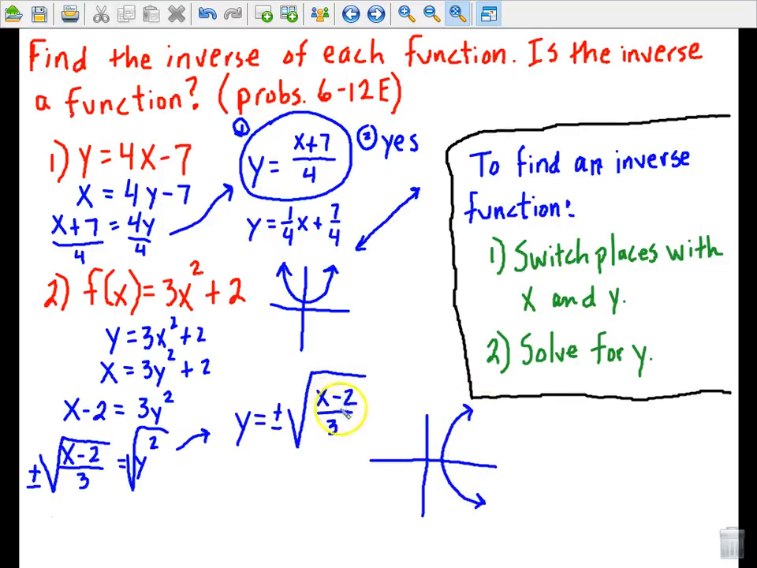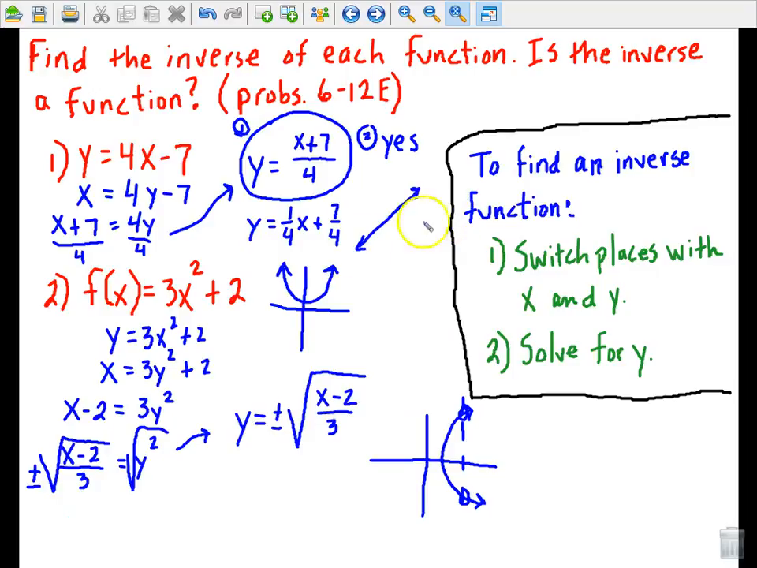Okay, so if we did take the time, and in just a little bit we will be doing some graphing. You don't have to graph on 6 through 12. But if we did take the time to graph, our original function, 3x squared plus 2, would look like this if we graphed its inverse. And hopefully you can tell that this graph does not pass the vertical line test. With a single vertical line, I'm hitting 2 different points on the graph.